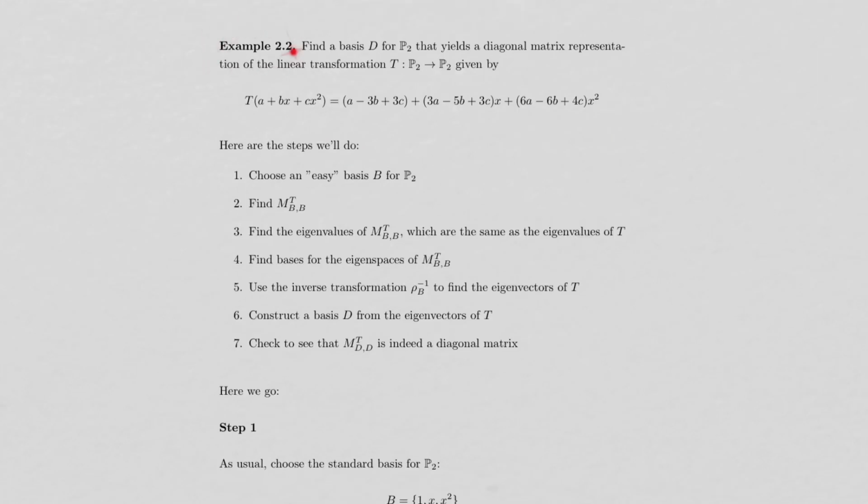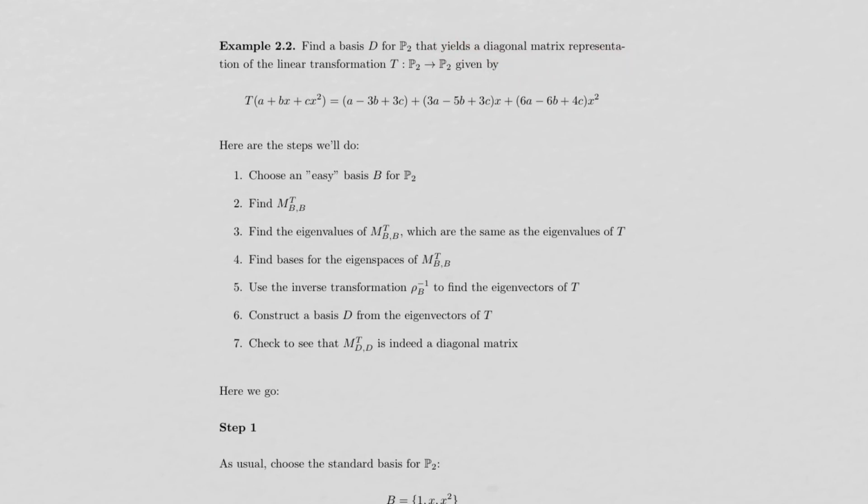Okay, let's do one more example. We're going to find a basis D for P2 that yields a diagonal matrix representation of the linear transformation T from P2 to P2 given by this function rule. Now this example is very similar to the one we just did, except that instead of being asked to find a basis D for P2 composed of the eigenvectors of T, we're asked to find a basis that yields, meaning the matrix representation for T relative to this basis is a diagonal matrix.